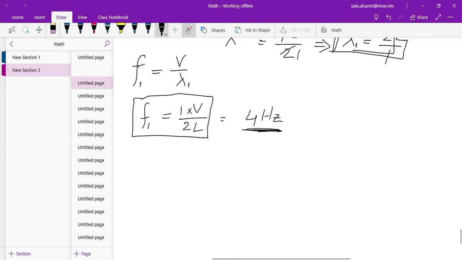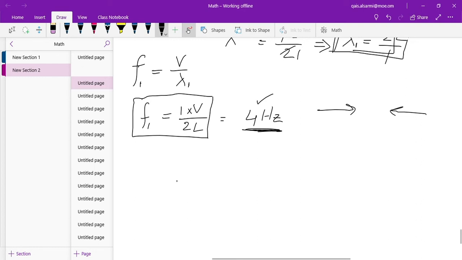So this particular string, having the individual waves moving in 2 different directions with some specific velocity, will make a standing wave of this frequency.